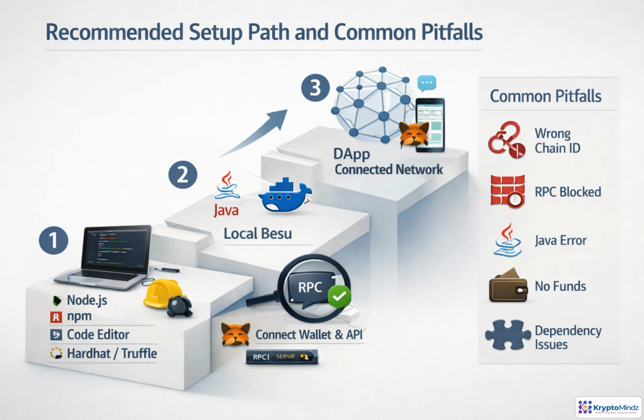The safest approach is to build your environment in layers. First, get Node, NPM, your editor, and Hardhat or Truffle working with basic contract tests. Then add a local Besu node through Java or Docker and verify the RPC endpoint directly before involving MetaMask or application code. Most setup problems come from mismatched chain IDs, blocked RPC ports, Java version issues, empty accounts, or dependency conflicts. Test each layer before moving on.